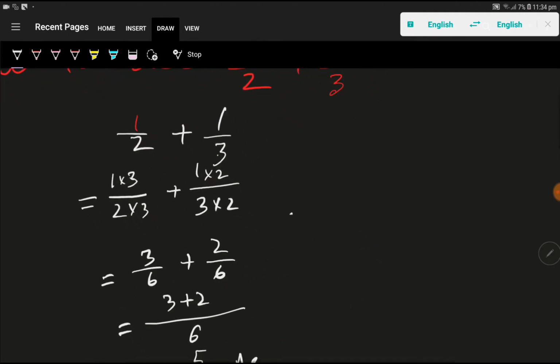To find this same denominator, that is LCD, least common denominator. This 6 is the least common denominator. What is the least common denominator? This is the LCM, least common multiple. How to find this least common multiple?